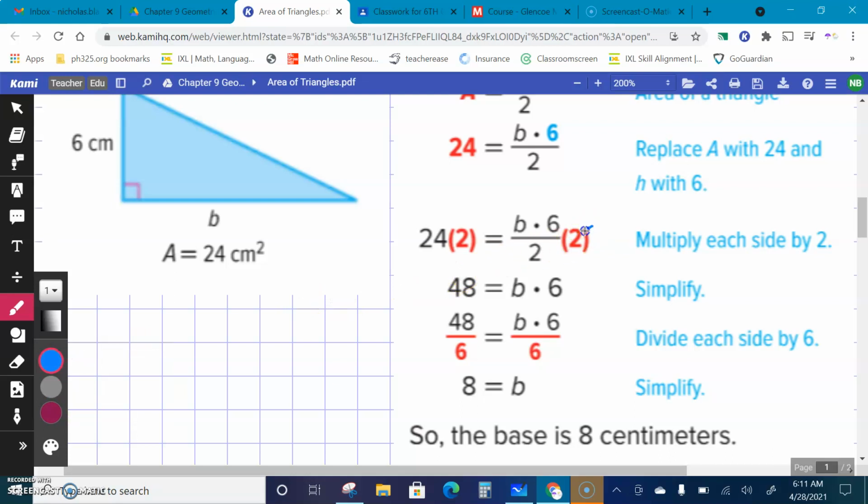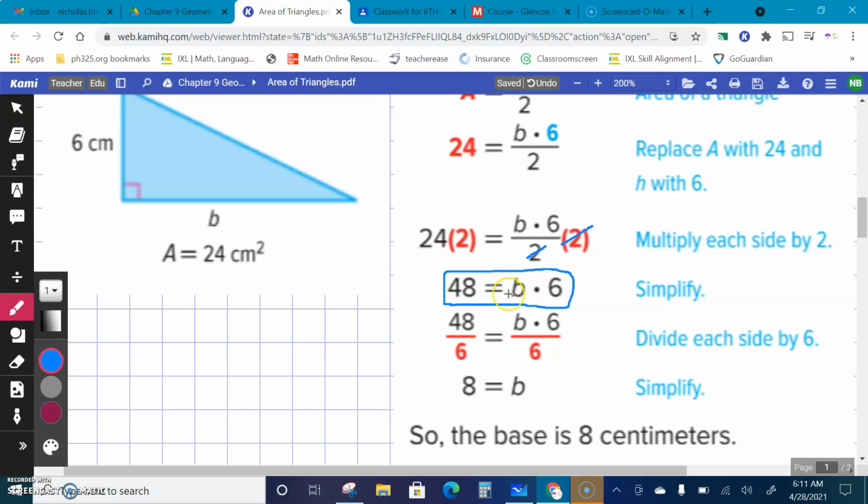What happens is these two 2's cancel out and turn into a 1. All right. Now, whatever you do to the right side, you have to do to the left, and 24 times 2 becomes 48. Okay. So now we're left with 48 equals B times 6. And we can't just say B times 6 equals 48. We have to get B by itself.